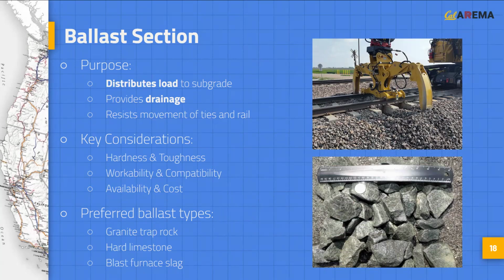Key considerations when choosing ballast are hardness and toughness, durability and resistance to weathering, freedom from deleterious particles, workability, compactability, cleanability, availability, and low initial cost. The three ballast types that most nearly meet these ideal requirements in order of preference are granite trap rock, hard limestone, and blast furnace slag. Other materials such as weaker limestone, prepared gravels, decomposed granite, volcanic ash, pit run gravel, and coarse sand may also be used as a last resort.